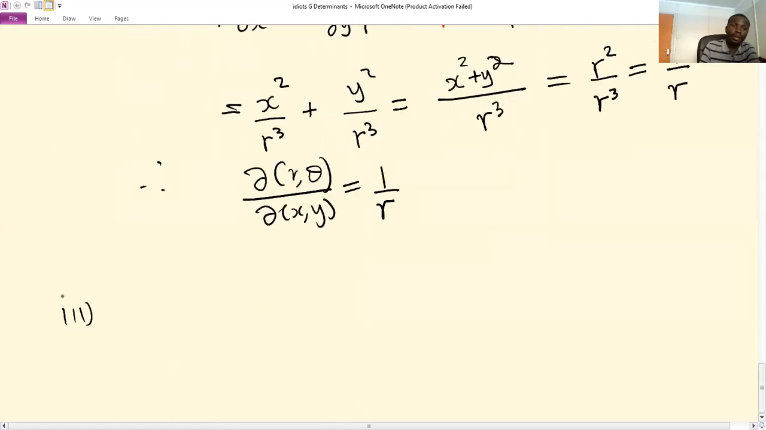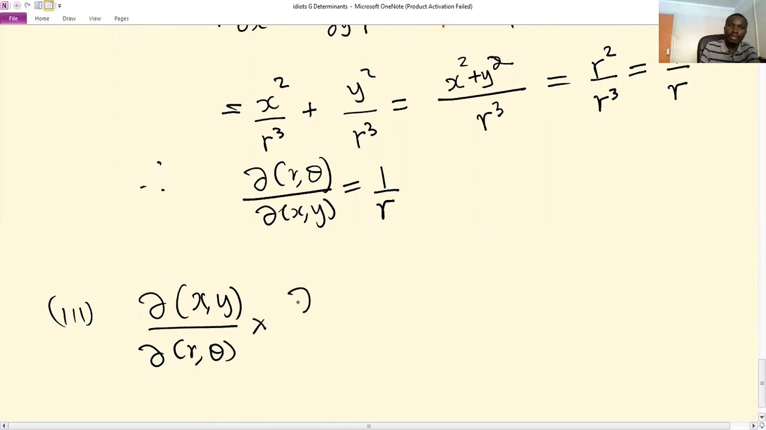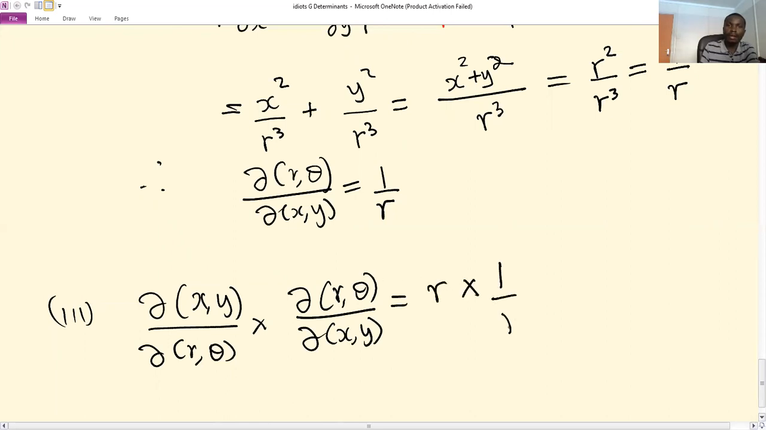So therefore, partial (r, theta) over partial (x, y) is 1 over r. Now Roman 3: partial (x, y) over partial (r, theta) times partial (r, theta) over partial (x, y). This one we got the answer as r, and this one we have gotten as 1 over r. So this gives us 1. So that's how we solve that problem.